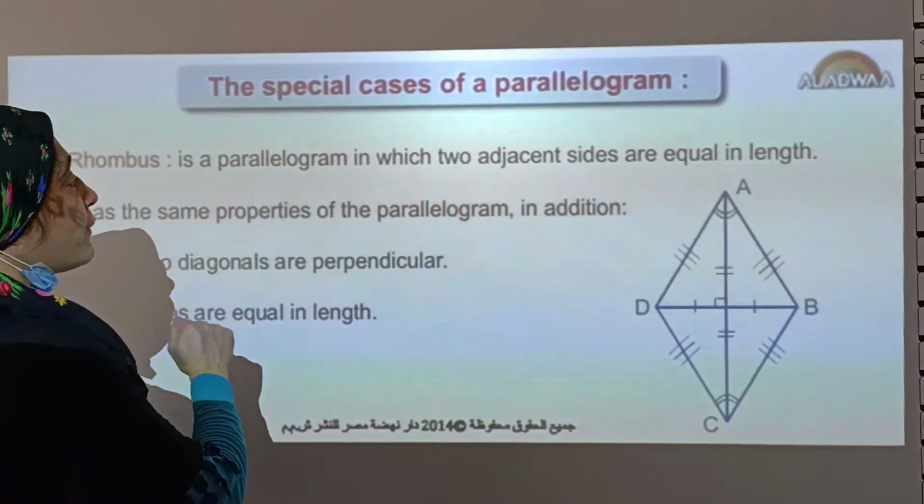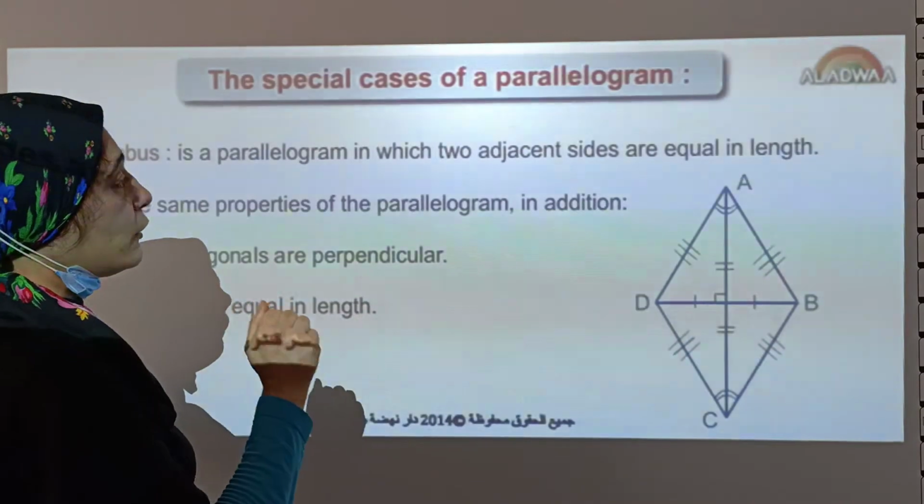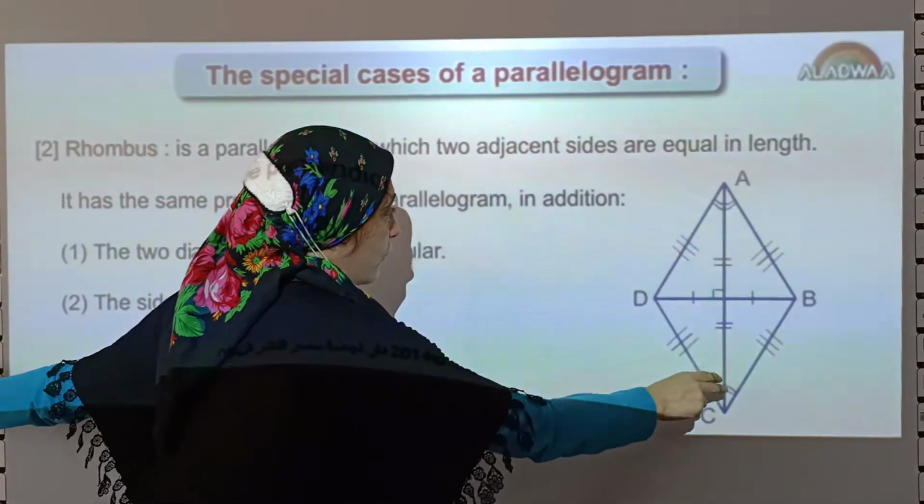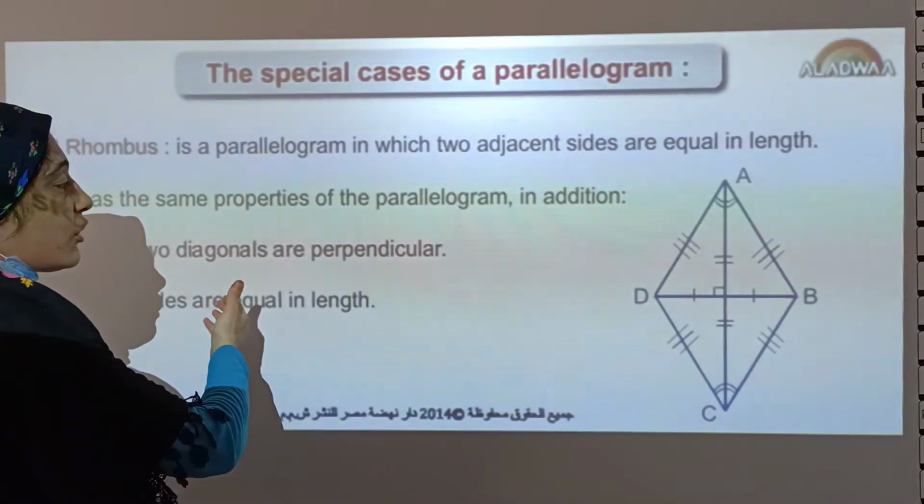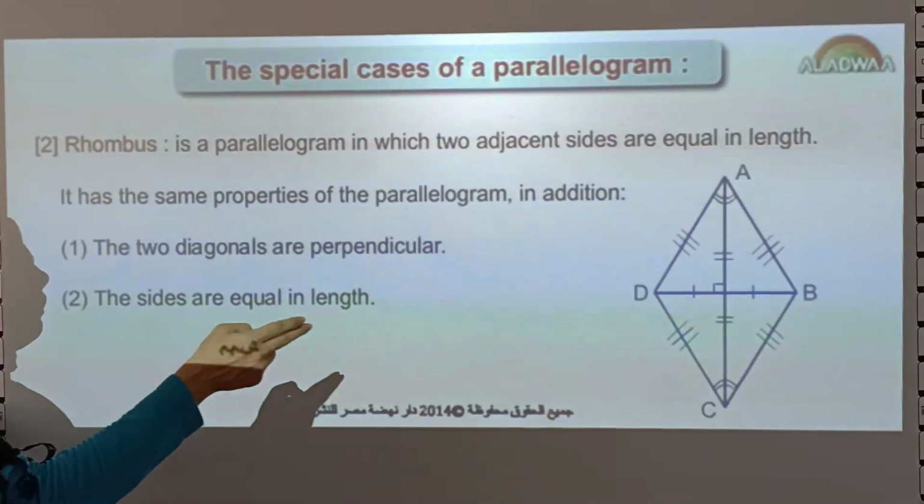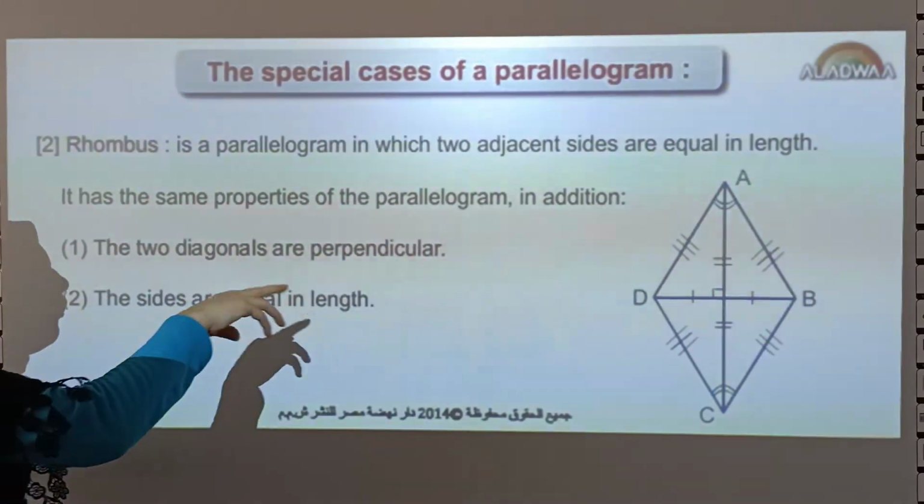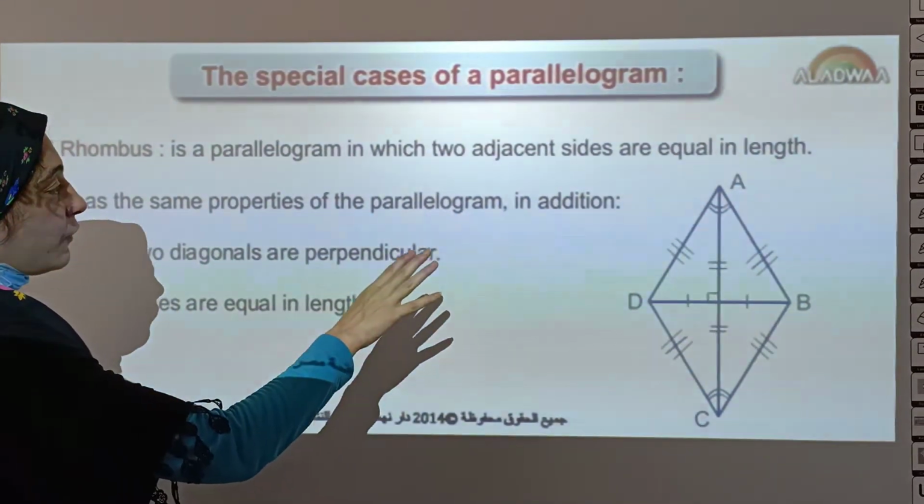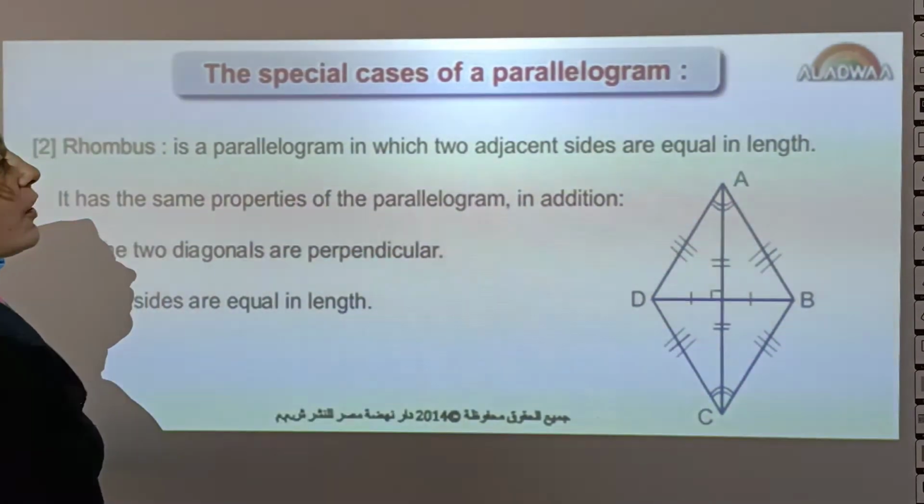So, a rhombus is a parallelogram in which two adjacent sides are equal in length, in addition to its perpendicular diagonals and the equality of all its sides.